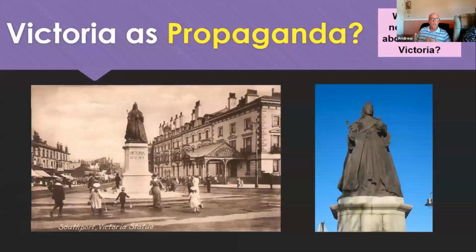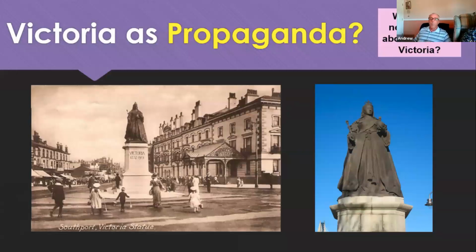And again, when you look at that statue, you're supposed to think of her as representing order and stability. And I sort of thought to myself, well, was the real Victoria like this? Was this what she actually was? Is she actually like the woman in the statue?